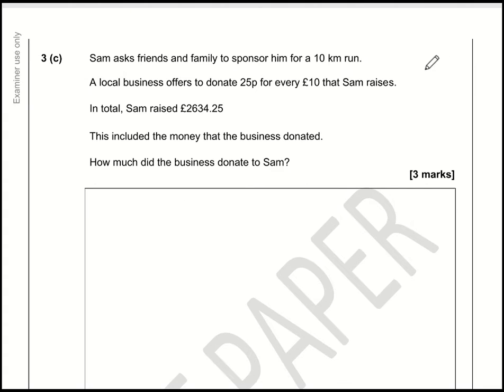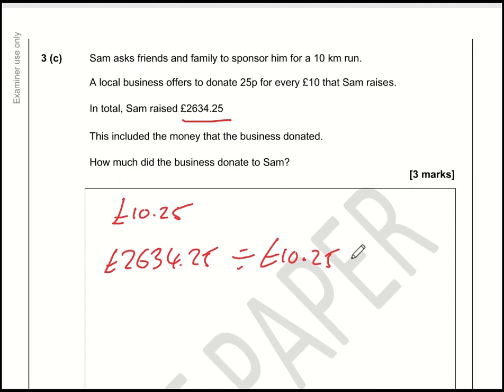Okay, so question C. So the key thing is that the local business is donating 25 pence for every £10 that Sam raises. So that means for every £10 the charity is going to get £10.25 if we include the 25p that the local business is adding on. So what we want to do is work out how many £10.25s are in this figure here. So £2,634.25 divided by £10.25 is 257.